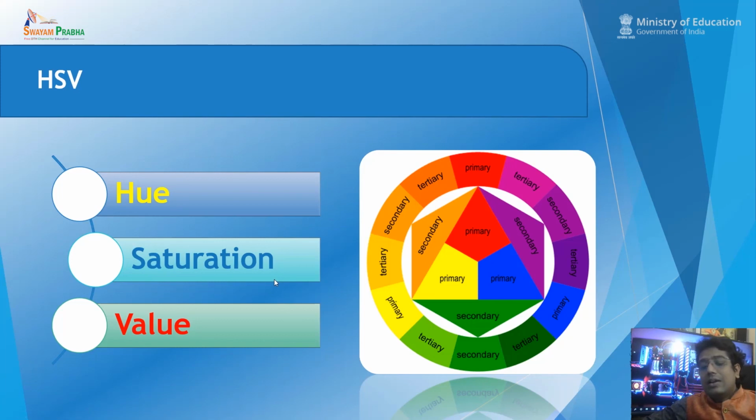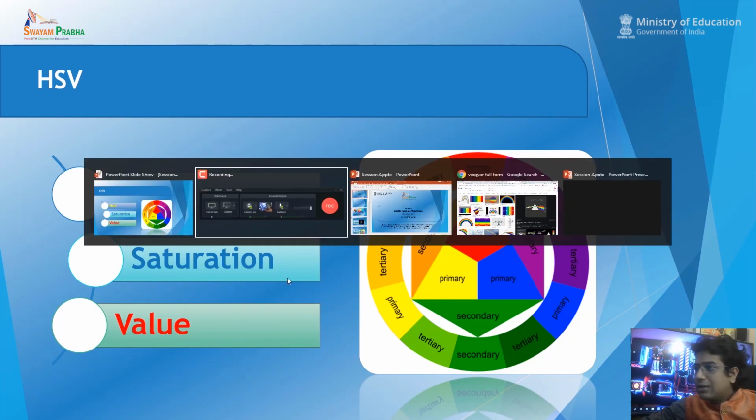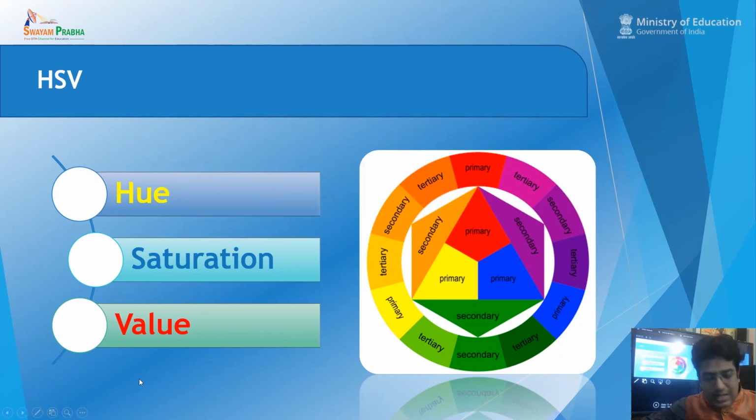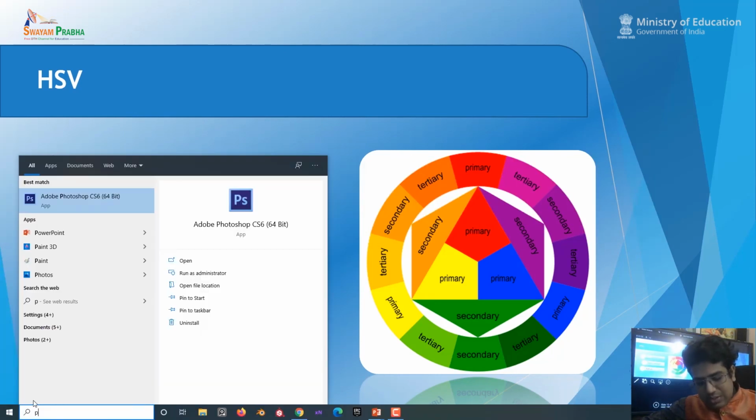And value means how much light is coming, how bright your object is, right? For example, when white color is added, it represents the value. Okay, so I am opening Adobe Photoshop to better understand exactly what hue, saturation and value are, right? So okay, let us open Adobe Photoshop here.